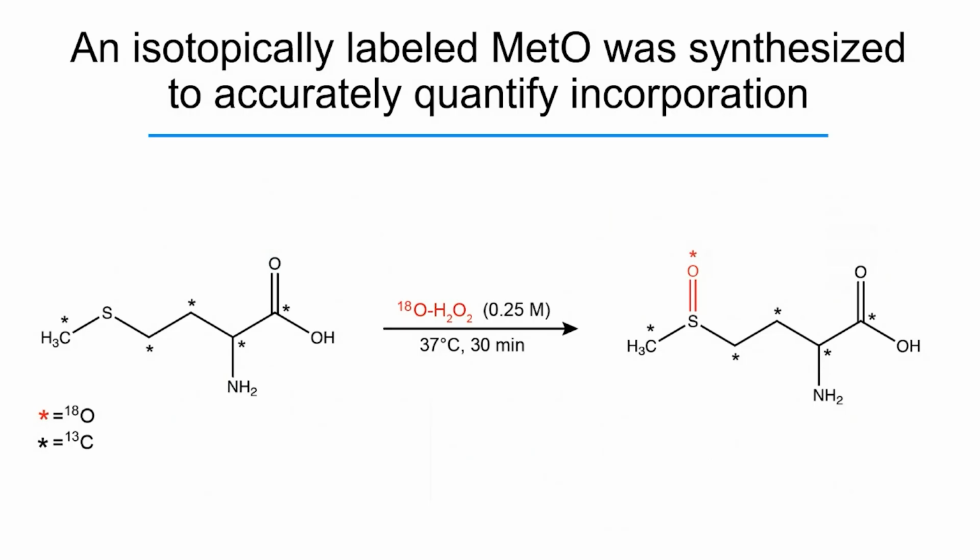isotopically labeled heavy methionine. So all the carbons in the backbone are C13. And then I oxidized it with an O18 hydrogen peroxide. So this would oxidize that sulfur, making methionine sulfoxide that is now double labeled. So the backbone is labeled, and then also the oxygen is labeled. So any peptides that have this methionine sulfoxide incorporated into them, we can be sure that was methionine sulfoxide that was actually incorporated, and not just a methionine that became oxidized or that came from any other source.